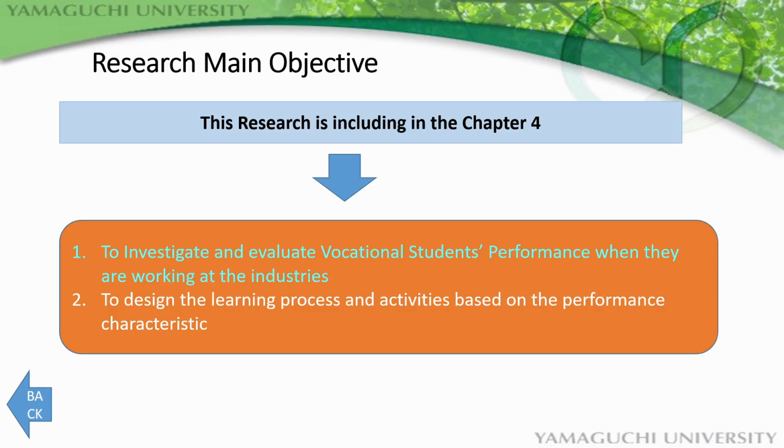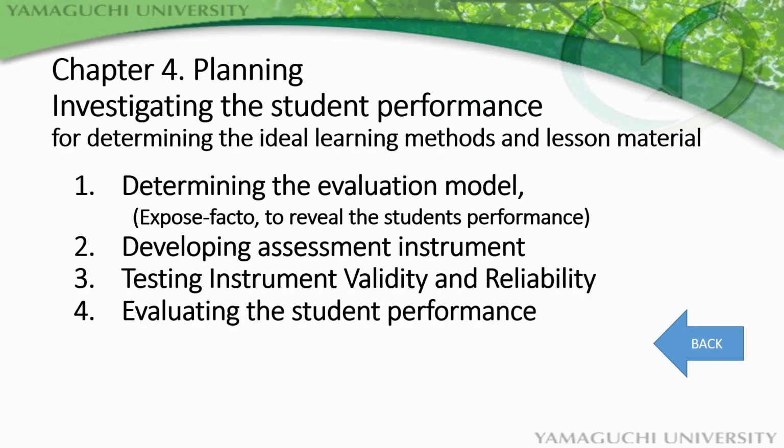The main objectives are to investigate and evaluate vocational student performance when they are working at the industries, and to design the learning process and activities based on the performance and characteristics. In this study, we will focus on investigating and evaluating vocational student performance when they are working at the industries. The activities will be determining the evaluation model, an ex post facto research to reveal the student performance, and developing assessment instruments, testing instrument validity and reliability, and evaluating the student performance.